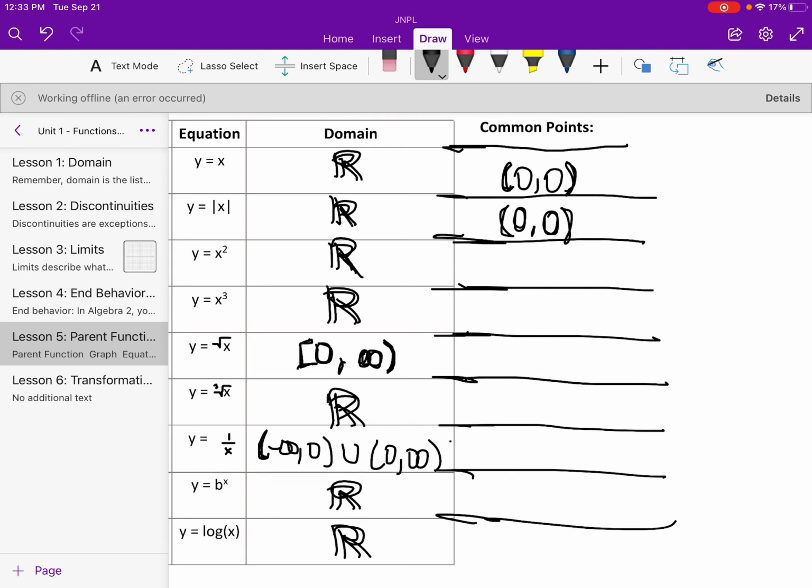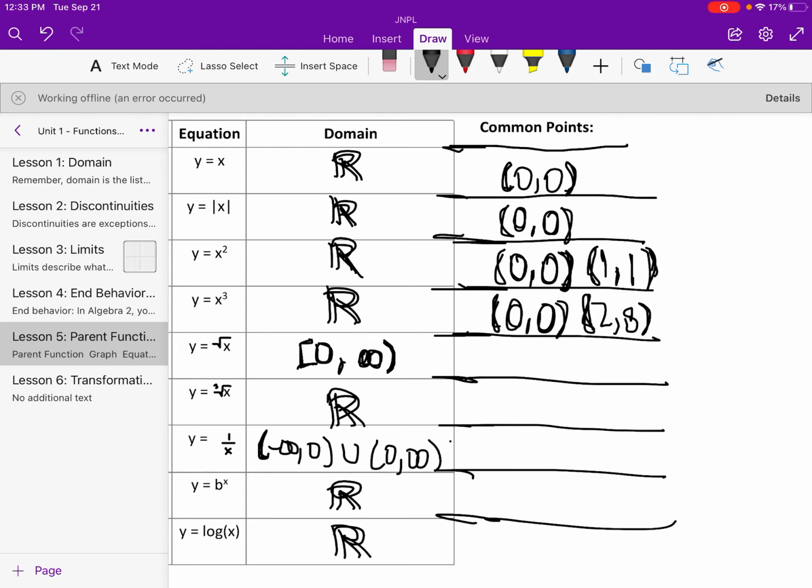But you have 0, 0 here too. It could be useful to know if we had an x value of 1, that would mean 1 squared is 1. So we also would have 1, 1 for this one. So we go ahead and put that. 0, 0 also for the cubic function. Then if we did, let's just do 2. 2 cubed, 8. So 2, 8 would be also a point.